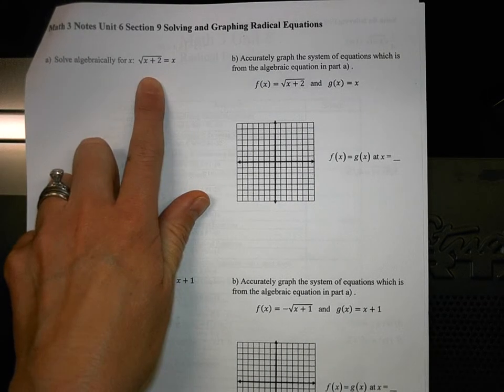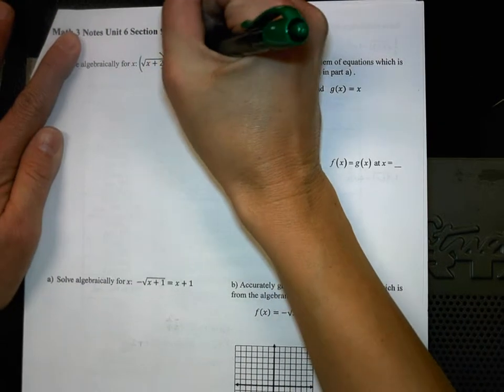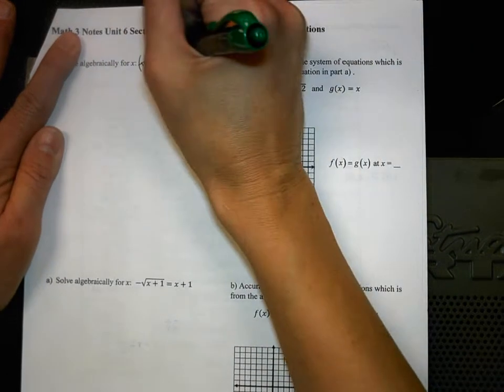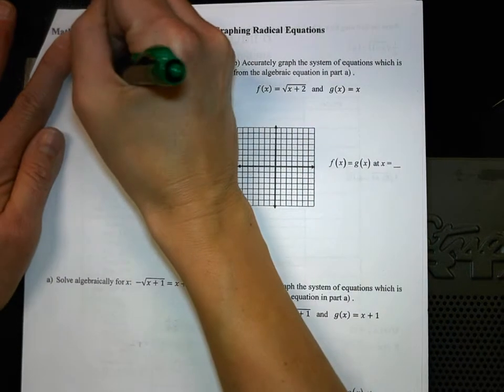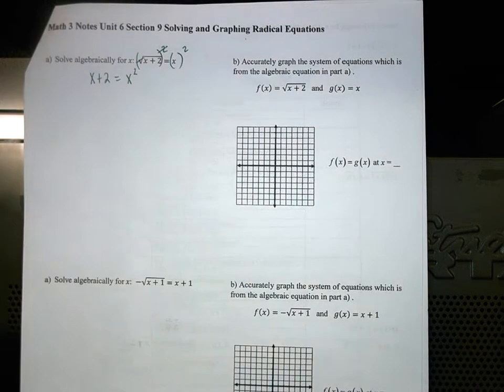Is this root by itself? Yes, do you guys see that? How the root's by itself? How do I eliminate the root? You square both sides. Very good. So when I square a square root, the root goes away, and we have x plus 2 equals x squared.